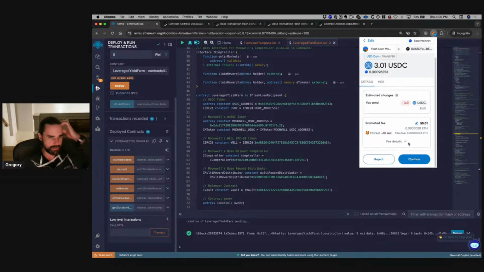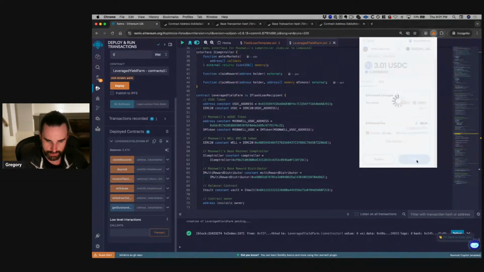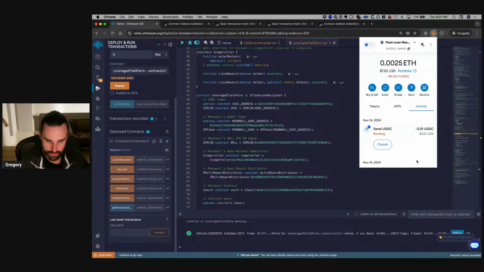If you're just testing this out for the first time, I would definitely use a tiny amount of money, right? I would probably just go ahead and follow my example of like $3. You can even use 3 cents if you want to. It doesn't matter. Just make sure you got a little extra in there. All right. It's going to cost me 1 cent to do this transaction. Click confirm. So what we've done is we've sent 3 USDC to this contract that we just deployed.